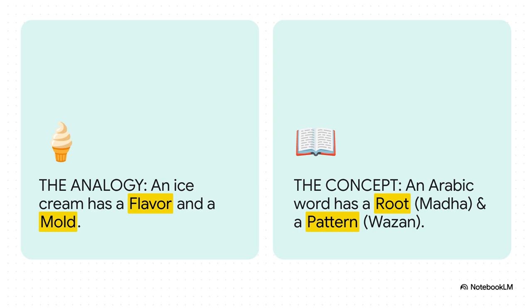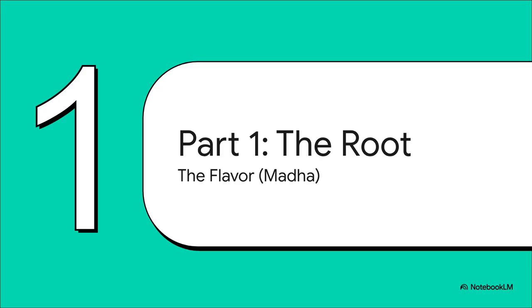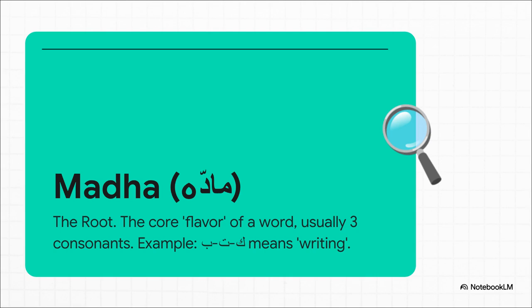Let's break that down. First up, let's talk about the flavor. This is the heart of the word, right? It's the core concept, and in Arabic, that's the Madda. So the Madda is like the raw essence of a meaning. It's almost always just a set of three consonants. So, for example, the letters KTB, that's a root. Now, by itself, it doesn't mean writer or book. It just holds this pure, abstract idea of writing. Think of it like mango concentrate before you've decided if you're going to make a popsicle or a smoothie.